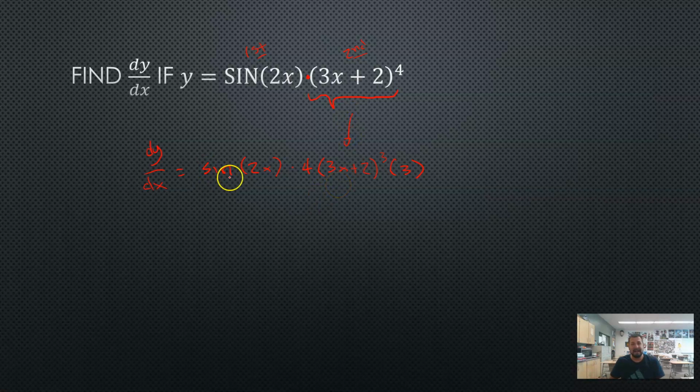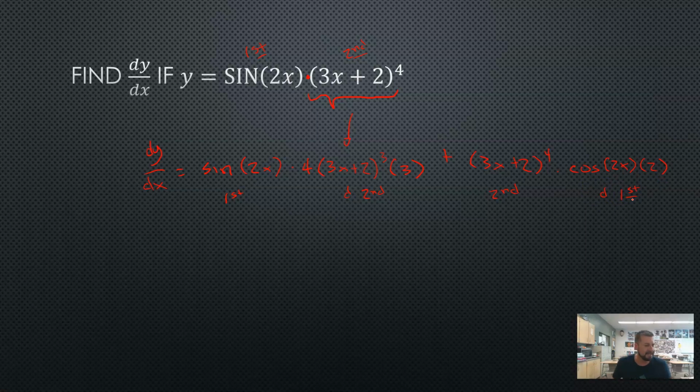But what we have to realize is this is a product rule. This is my first term times the derivative of the second term. Plus, now I write my second term down, 3x plus 2 to the fourth power. That's my second term right there. Multiplied by the derivative of the first. The derivative of the sine of 2x is the cosine of 2x multiplied by 2. So that's the derivative of the first term right there.